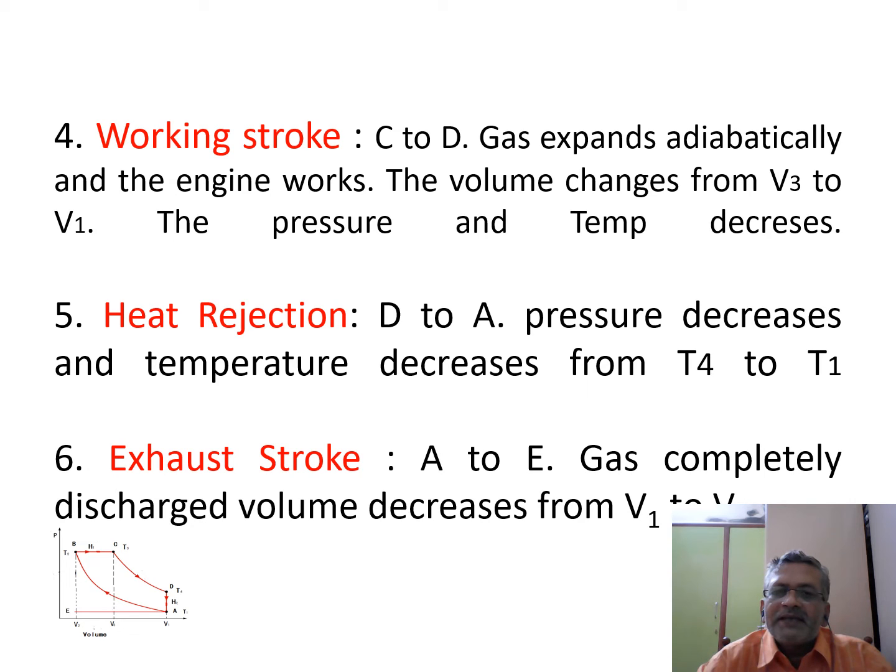Fifth step is heat rejection, that is D to A. Pressure decreases and temperature decreases from T4 to T1. Next, the last step is the exhaust stroke, A to E. Gas is completely discharged, and volume decreases from V1 to V2.